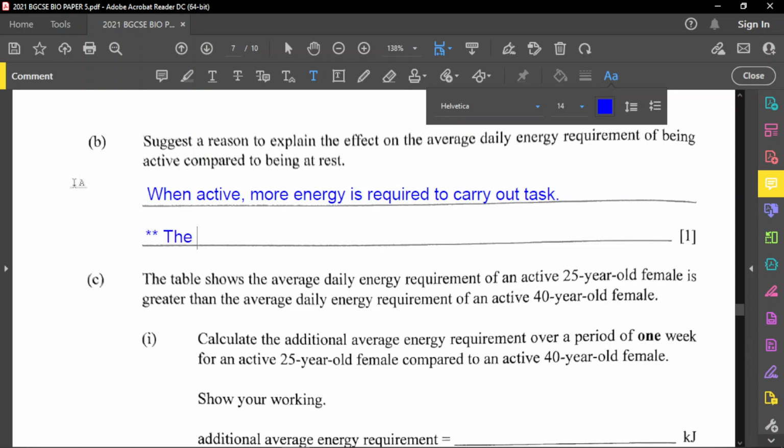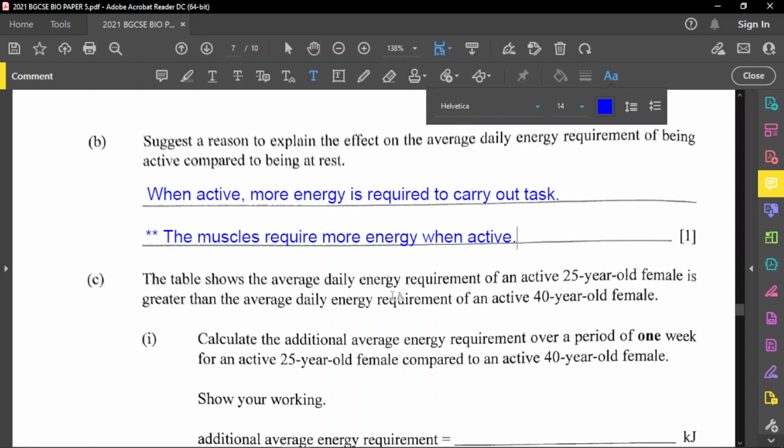So I can say the muscles require more energy when active. There are a number of different ways I could say this. Once you talk about increased activity, there's more demand for energy in the body.